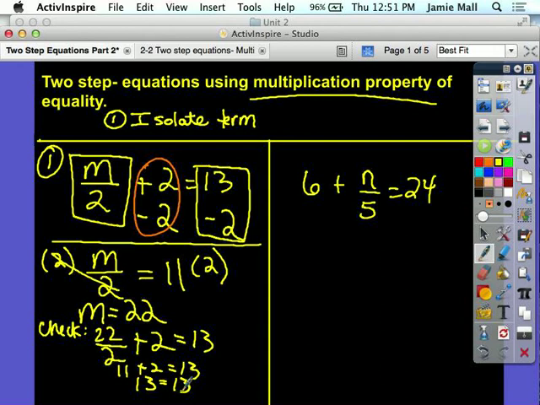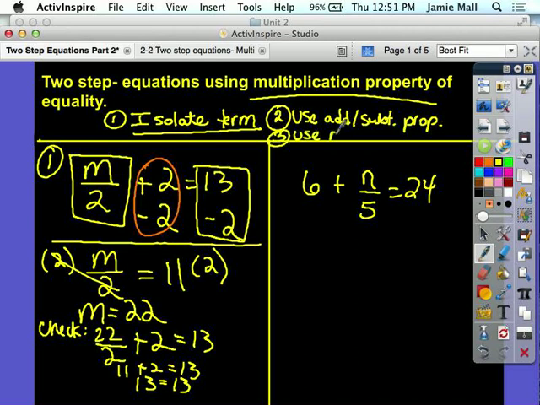So our steps, just to review, were to first isolate the term that contains the variable, and then we're going to use our properties, starting either with the addition or subtraction property to solve. And then we're going to finish the problem in this situation with the multiplication property of equality. And that's to completely isolate the variable.